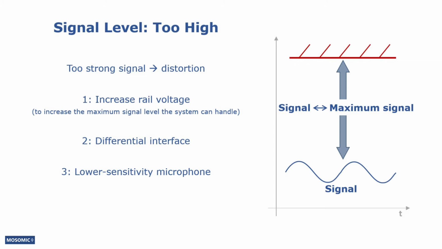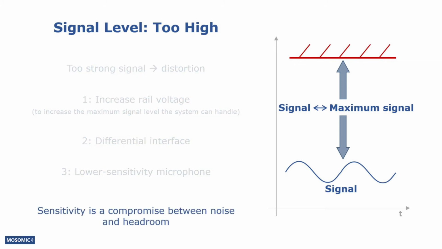One more cure could be to use a lower sensitivity microphone. However, this is likely to affect also the signal-to-noise ratio of the microphone system. In other words, the sensitivity of the microphone is a compromise between optimized noise level and headroom of the signal path.